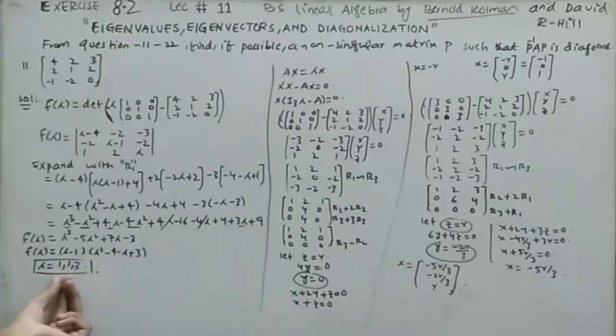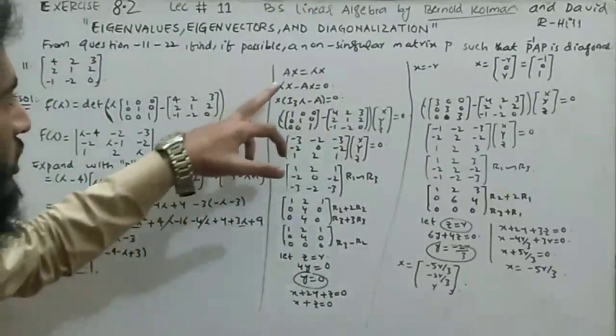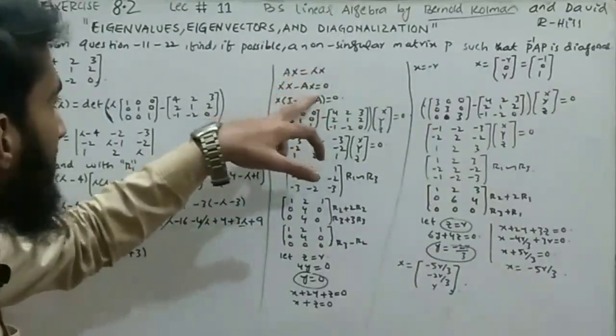From here, the eigen values are repeated, so the earlier theorem does not apply. We move to the next approach: A x is equal to lambda x, so lambda x minus A x is equal to 0.